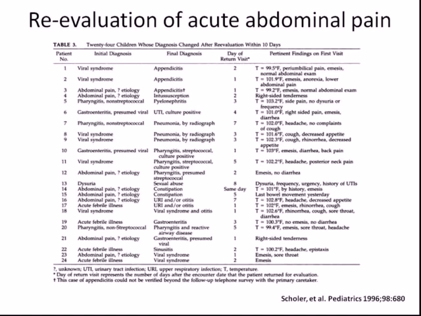This table is from a 1996 study published in Pediatrics showing that out of 1,000 patients, there were 24 patients that had been initially evaluated for acute abdominal pain that had their diagnosis changed after reevaluation within 10 days. About 2/3 of these new diagnoses required timely, specific treatment, be it surgery for appendicitis in a couple of the cases, or antibiotics for treatable infections like pneumonia.